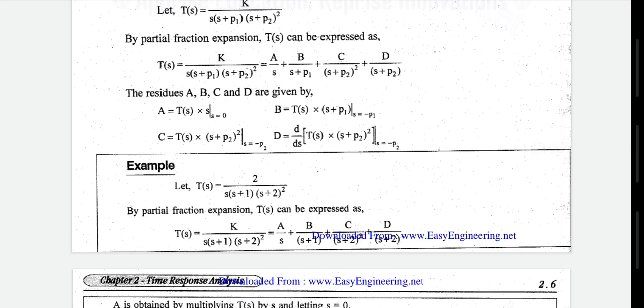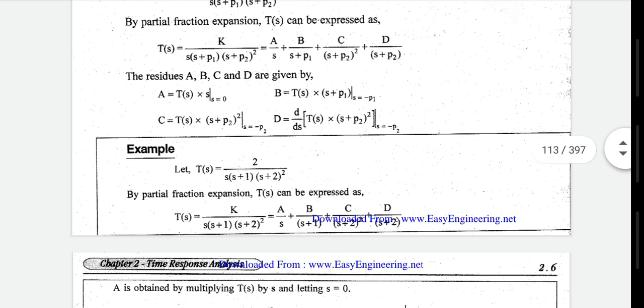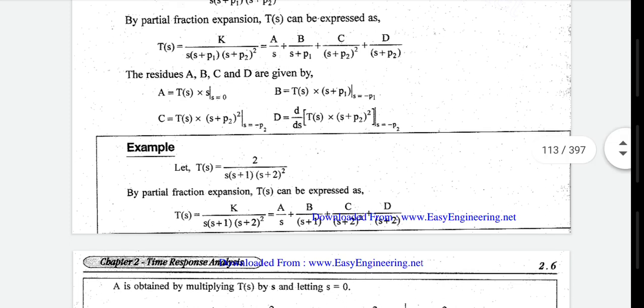So now you have four residues here. Okay, what are the residues? A, B, C and D. Now you have to find the residue values of A, B, C and D. Okay, so what is the first residue? How can you calculate the first residue value?